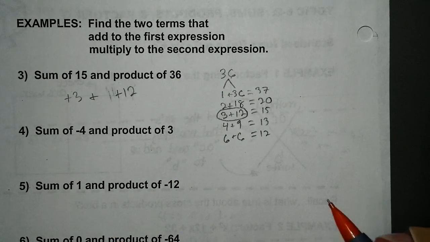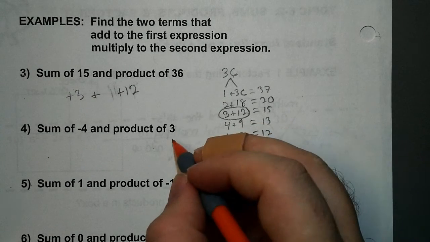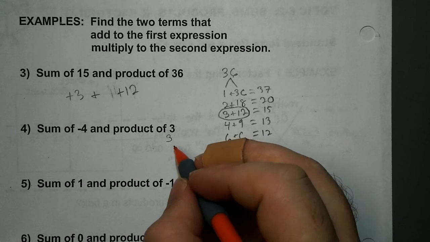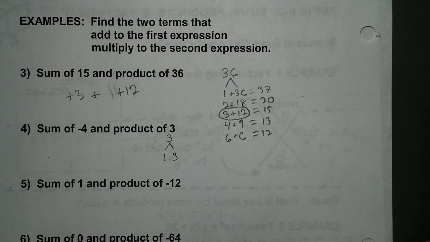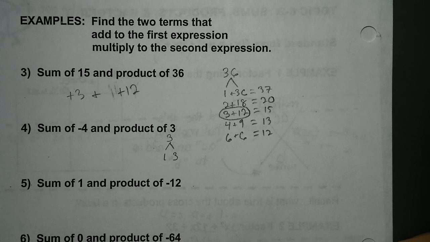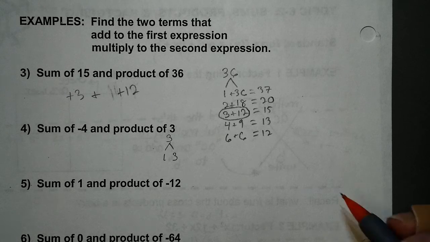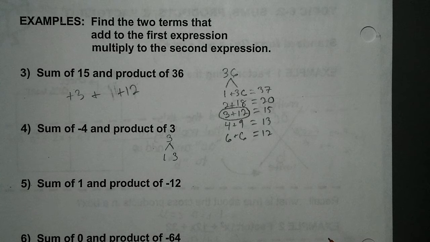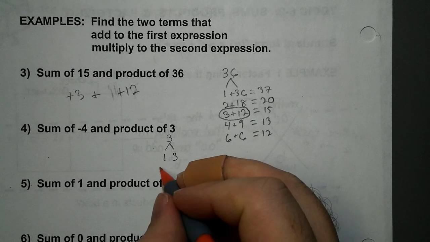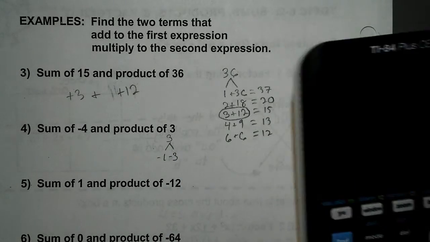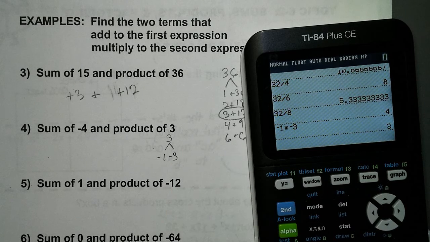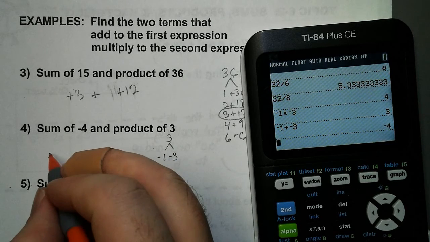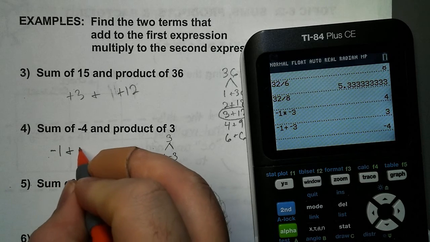Let's do this again with number 4. It says we need a product of 3, so 3 is what we're factoring, and they need to have a sum of negative 4. Well, 3 only has two factors, 1 and 3. Now let's think about this. Are there other factors of 3 if we added in negatives? Because we need a sum that's a negative. What about negative 1 and negative 3? If I did negative 1 times negative 3, I would get positive 3, which is what we need. If I did negative 1 plus negative 3, I would get negative 4, which is what we needed. So our numbers here are negative 1 and negative 3.